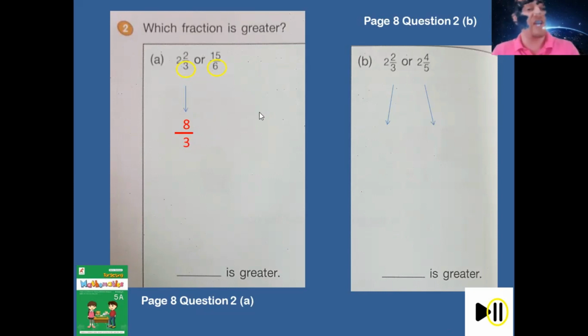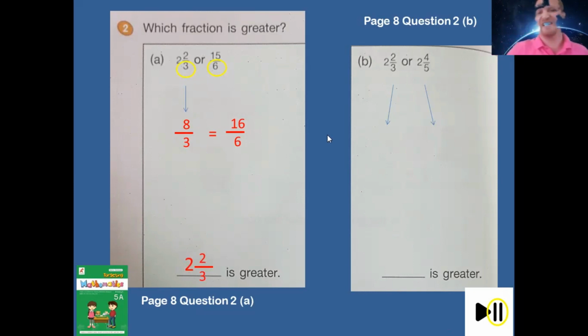Now, we don't need to change 15 over 6, do we? We'll keep it as it is, but we do need to change 8 over 3 to make it into sixths. So 6 can be our common multiple. 3 times 2 is 6. 8 times 2 is 16. So we can clearly see that 16 over 6 is greater than 15 over 6. Therefore, 2 and 2 over 3 is greater.